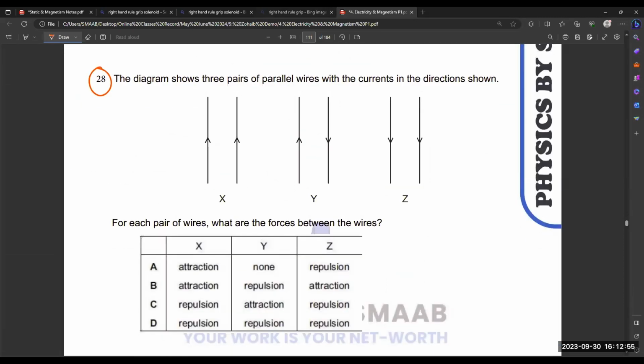Question number 28. In question 28, the diagram shows three pairs of parallel wires with current in the directions shown. In the first one, the currents are moving in the same direction, in the second they are opposite, and in the third again the same direction of electric current. The question is, for each pair of wires, what are the forces between the wires? That is a simple one.